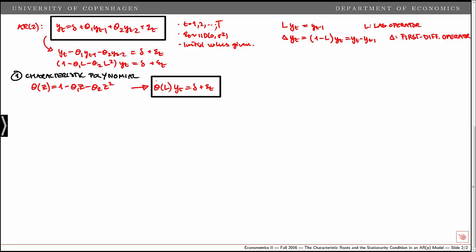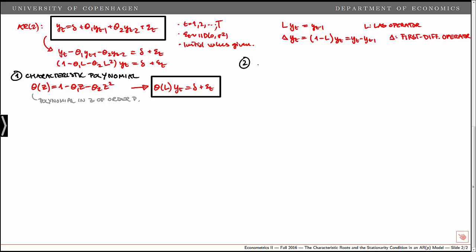Note that we can rewrite any autoregressive model like this, and now what we want to do next is study the properties of the characteristic polynomial in order to understand the dynamic properties of the model. Note that the characteristic polynomial is a polynomial in z of order p. So here p is 2. This is our simple AR(2) model.